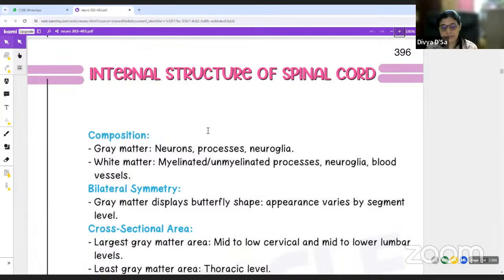Bilateral symmetry now. So what do we mean by bilateral symmetry? The gray matter, okay, will have a butterfly shape. So in the center, there is a butterfly. It will have a posterior horn. It will have an anterior horn. And sometimes in the thoracolumbar region, you may see the lateral horn too. Okay, that we would basically see in the thoracic and the lumbar.